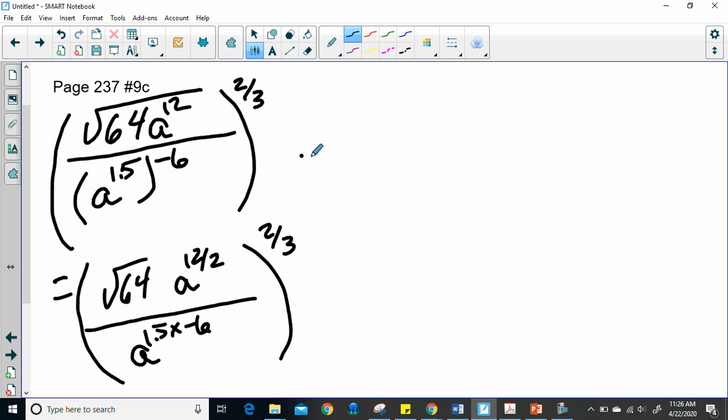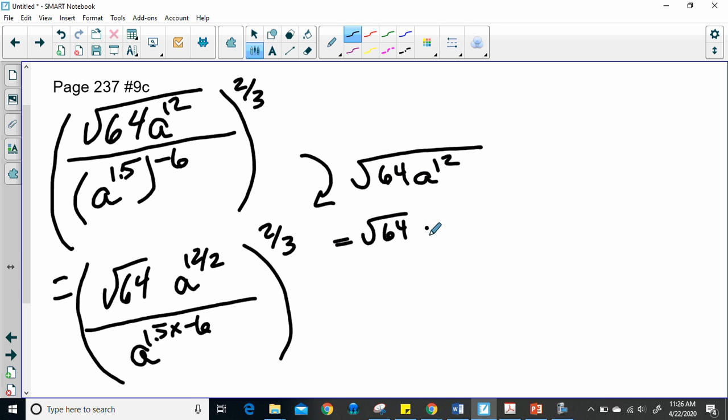So all I did going from this step to that step in the numerator is I took that whole square root of 64 a to the 12 and I just broke it up to root 64 times root a to the 12. And then I said, well, I can just write that all as a fraction. So I've still got the root 64. I haven't solved that one yet. And then I just wrote a as the 12 over 2. Okay.